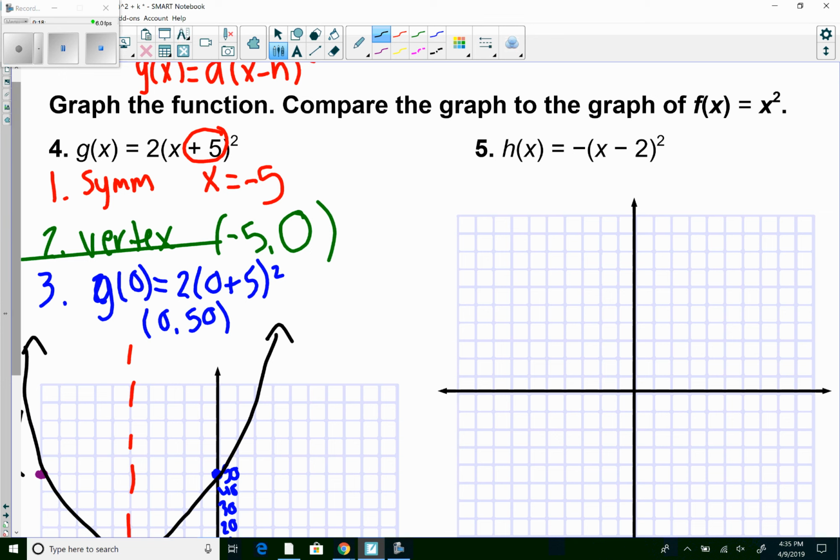Your job, pause the video. Actually, this video is going to stop because this is all I'm going to do on this video because it's getting a little long. You're going to do number 5. I will go through number 5 with you tomorrow in class so that we have the basic idea of how to graph these. Okay, thanks for watching.